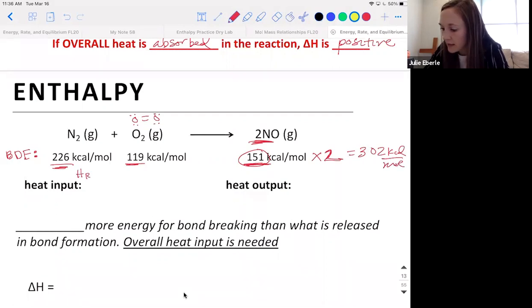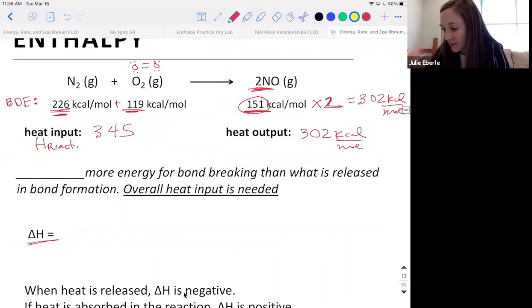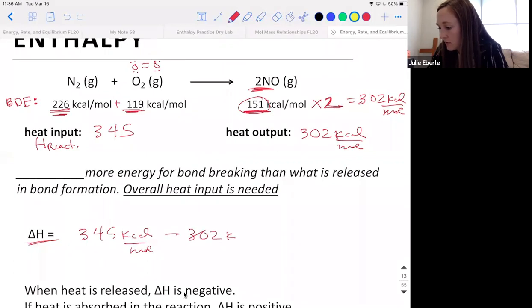All right, and then what's the sum total? What is our enthalpy of reactants here? I have a space for that just below. Heat input is the sum total of this. This is our H reactants. That is 345, so we just added these together. And then our heat output was 302 kcal per mole. And so what is our delta H going to be? If we subtract these, 345 minus 302, it's a positive 43.